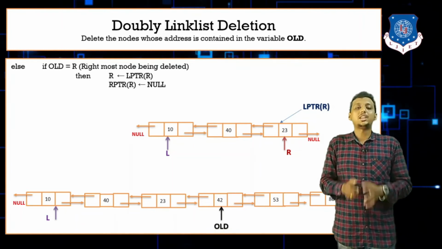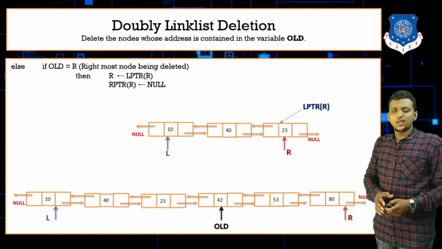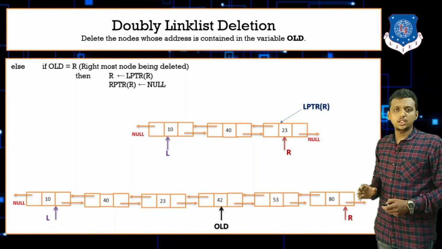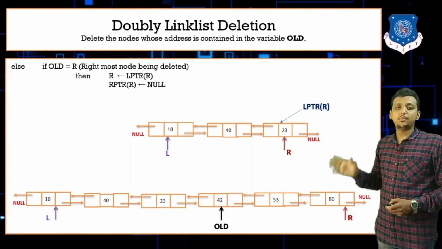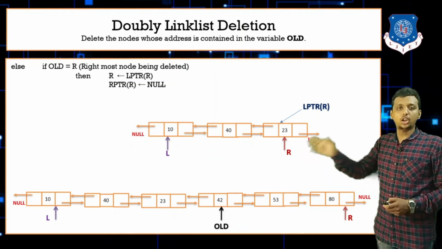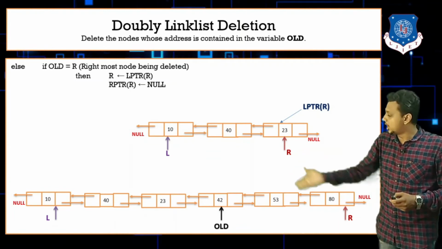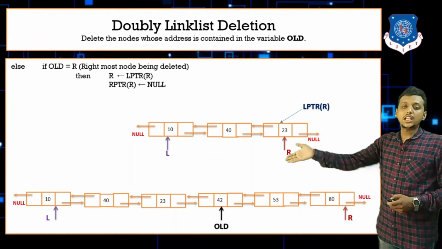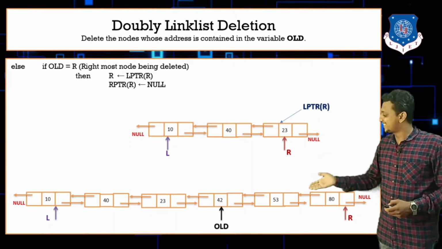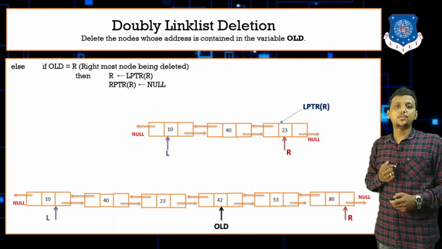Now, what is the last step? So students, what is my last situation? My last situation is that if my pointer is not on the left side, not on the right side, but in the middle of the linked list. See, right now my old pointer is pointing at the 47. So I want to delete the 47.